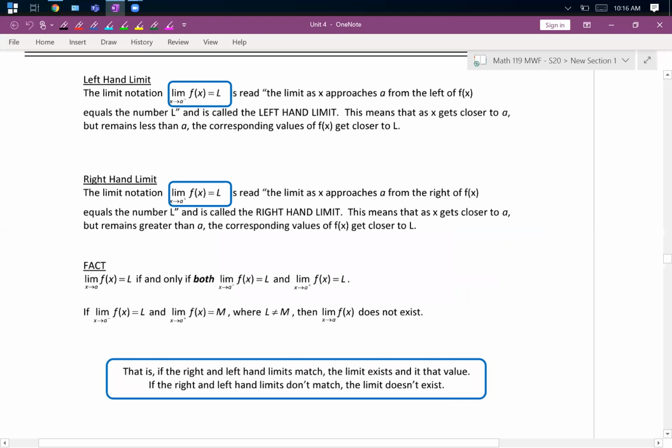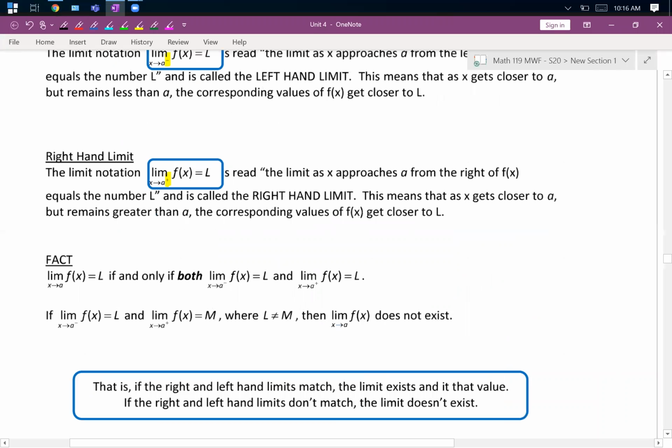And then we have a similar thing with our right-hand limit. So here we got the little plus sign. Here we had the minus. Here we got the little plus sign. It's read the limit as x approaches a from the right of f of x equals the number L. It's called the right-hand limit. So we're just approaching a from the positive side, the right side. This means that as x gets closer to a but remains greater than a, the corresponding values of f of x get closer to L.